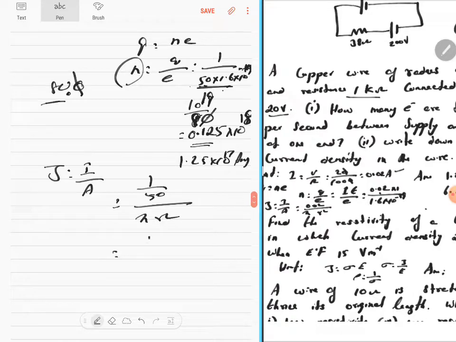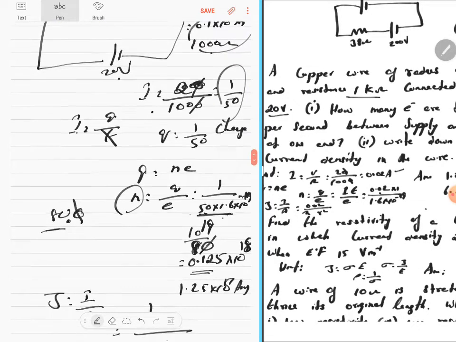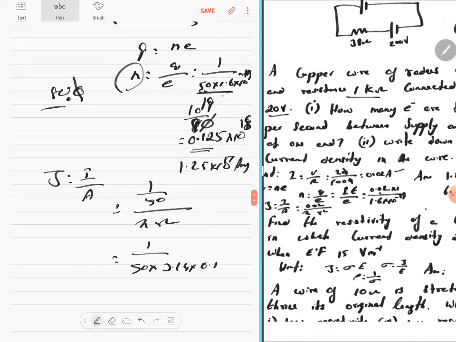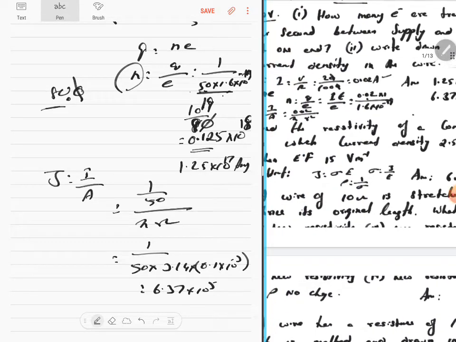And so 1 by 50 into pi into r square, 3.14 into radius itself is 0.1 into 10 to the power minus 3. That's the simple calculation, it must get you a 6.37 into 10 to the power 5 as your answer. Are you clear? That's the current density. Let's go to the next question.